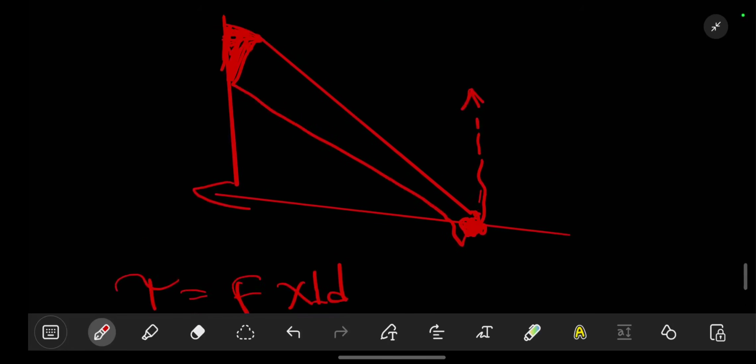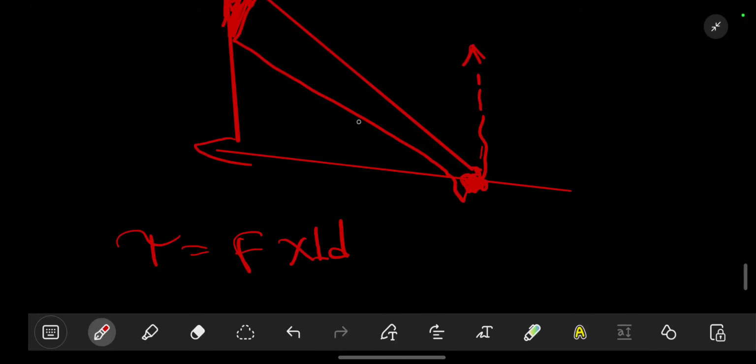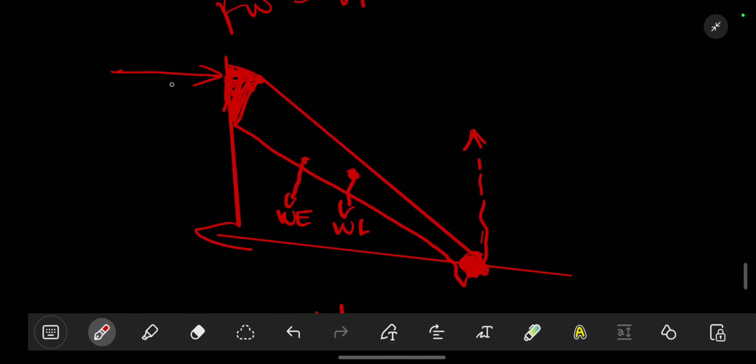Now here you need to be very, very careful. Let's identify the ones that are producing torques. The weight of the ladder is producing a torque. Even the weight of the person, because it's not passing through the pivot, which we have set as the contact here. So the weight of the electrician is producing torque, and also this force on the wall is producing a torque.